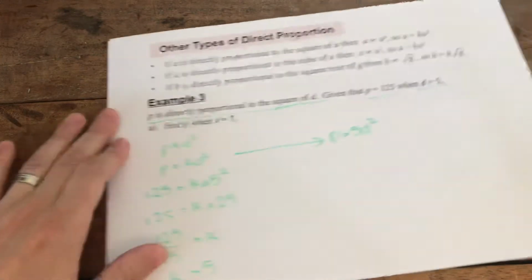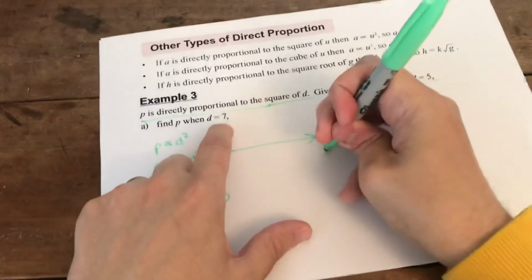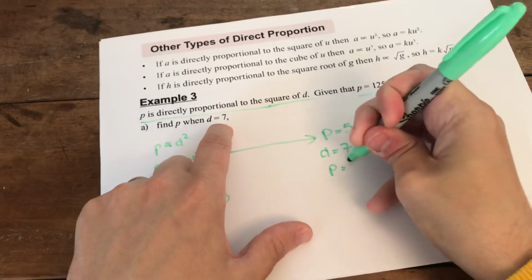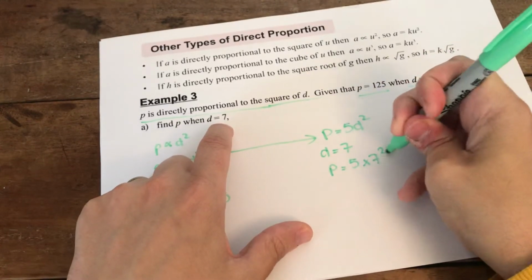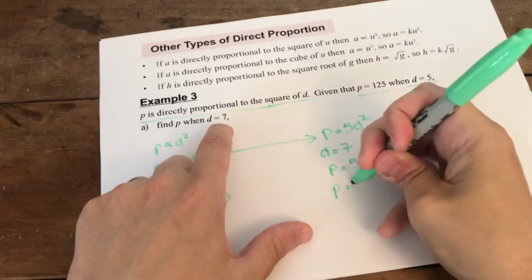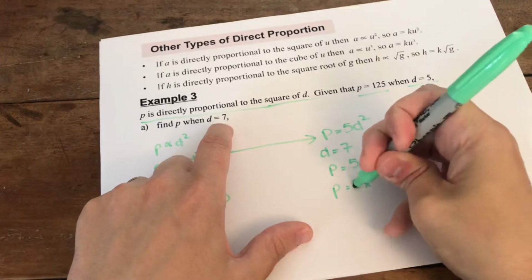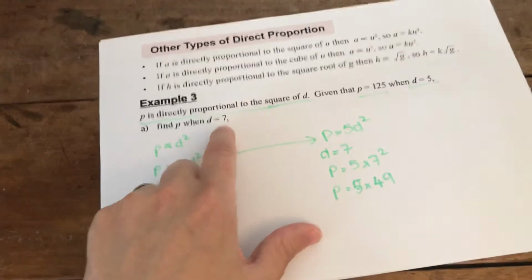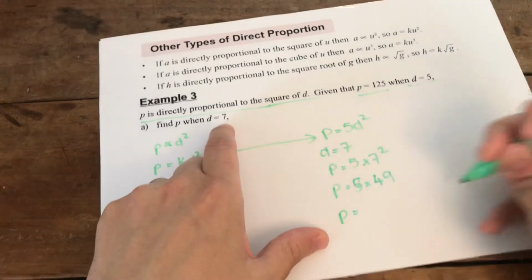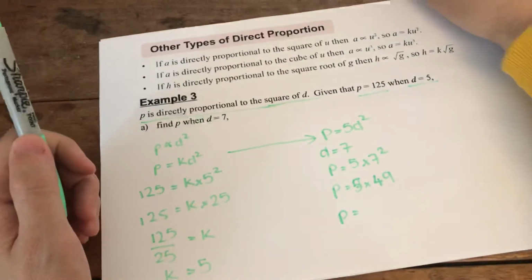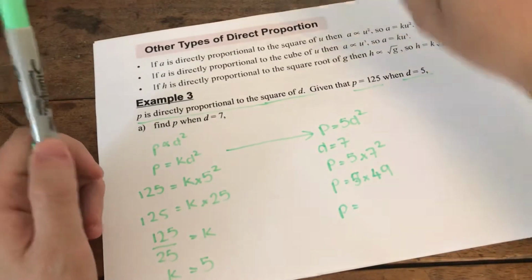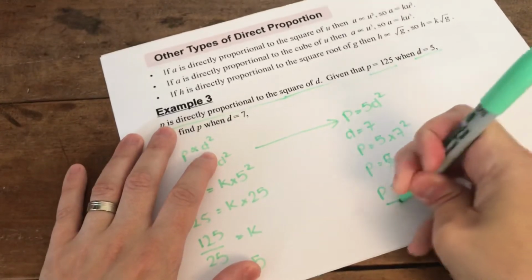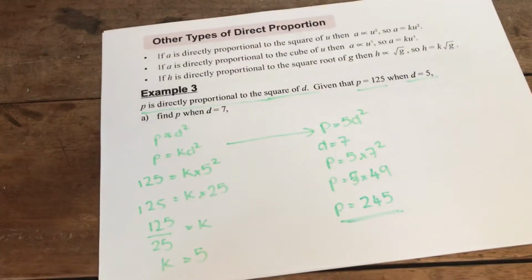We now have to substitute d equals 7. So p equals 5 times 7 squared, which is the same as saying 5 times 49. And if we work that out, that's going to give us 245.